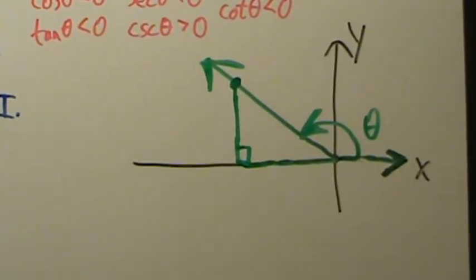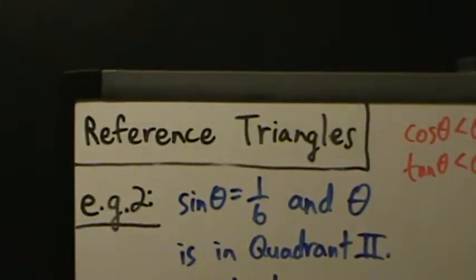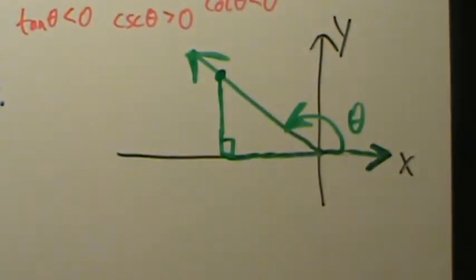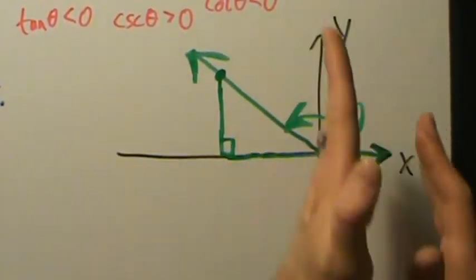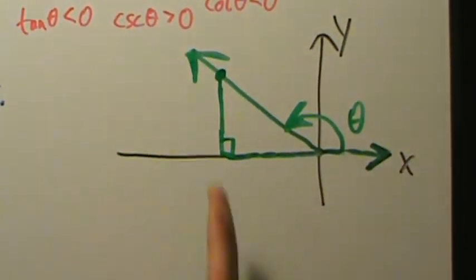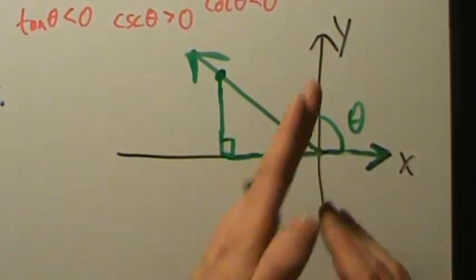Again, we're talking about using reference triangles to evaluate trig functions here. For reference triangles, you always go to the x-axis. Never go to the y-axis, never ever go to y, always go to x. Always drop down to the x-axis or go up to the x-axis. Always to the x, never to the y.